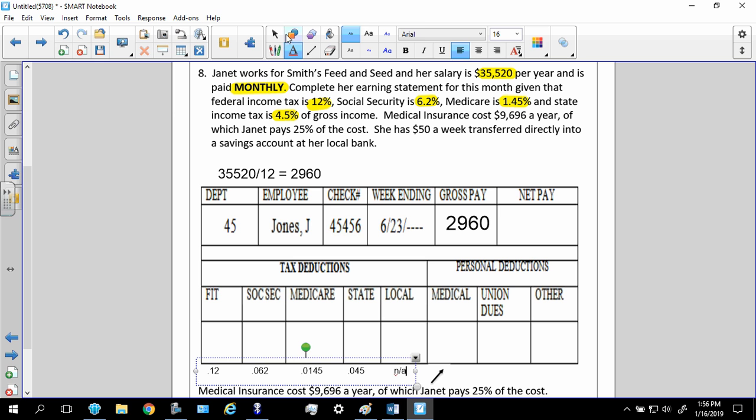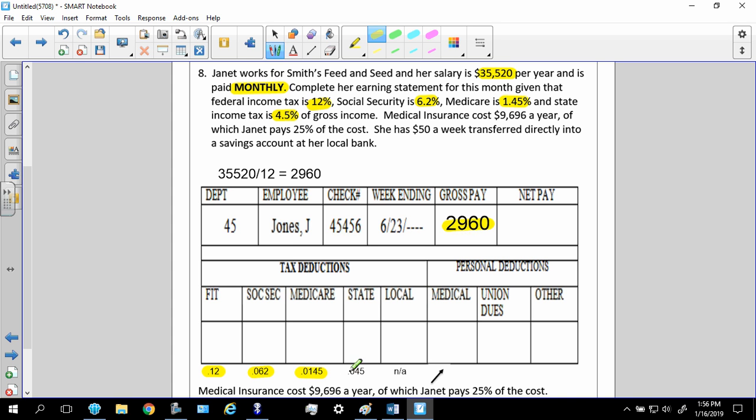I'm going to multiply 2,960, I got dyslexic, by all these percentages. When I do that, FIT, federal income tax, ends up being $355.20. Social Security ends up being $183.52.